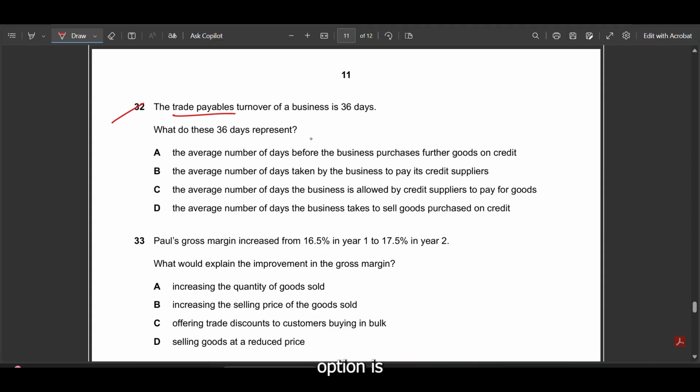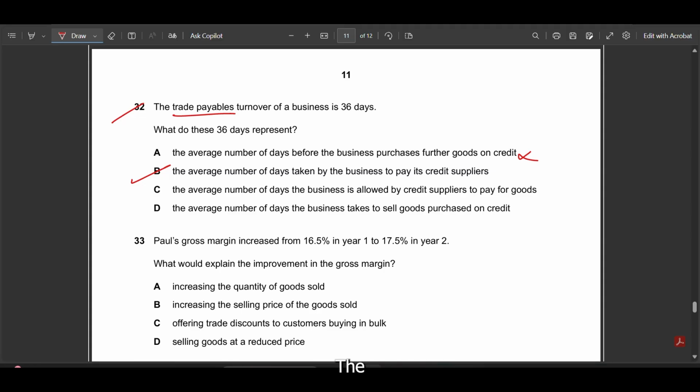Now, first option is the average number of days before the business purchases further goods on credit. No, this is not the right one. The average number of days taken by the business to pay its credit supplier. Yes, this is what I was talking about. Let's also see the C and D one.